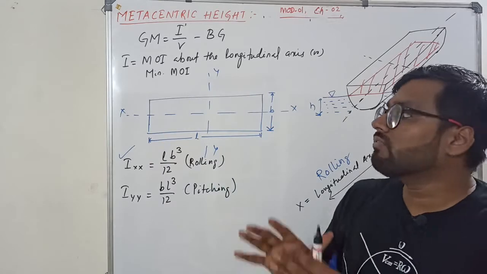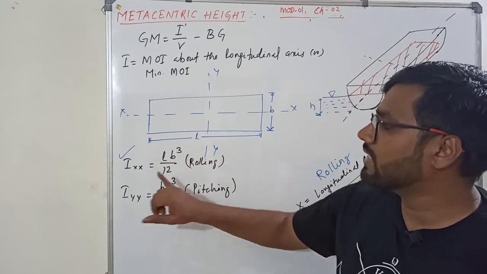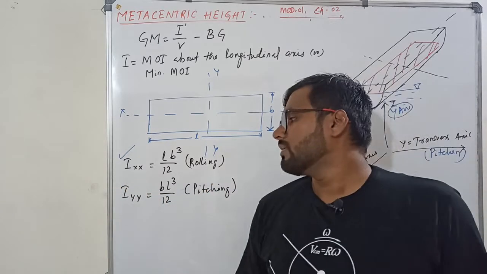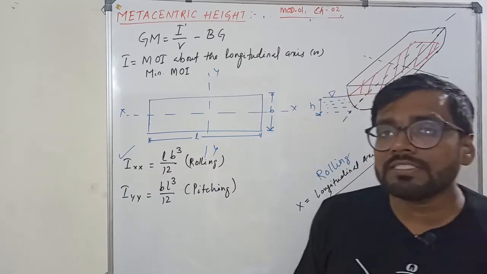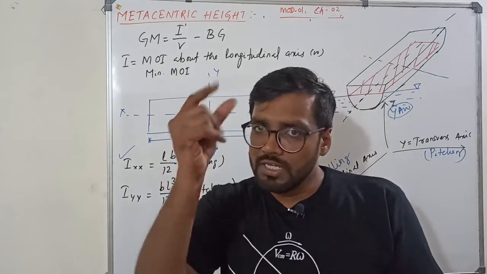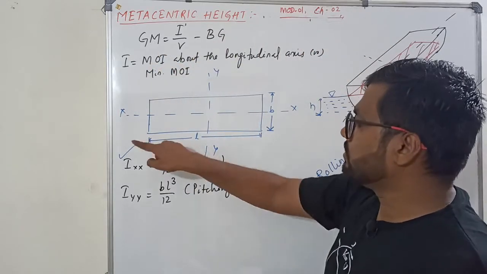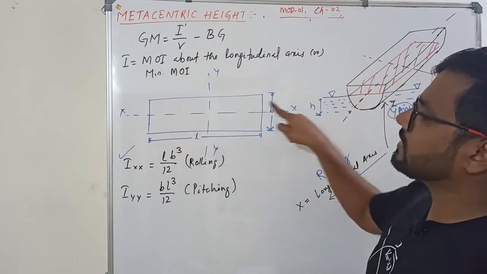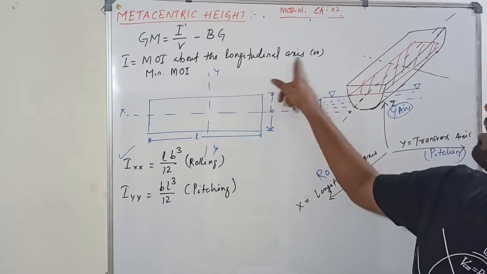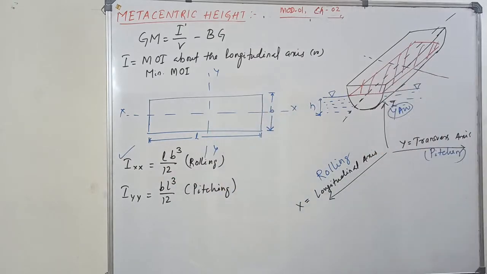So that's why if you are designing in such a way that it can take care of the rolling effect, that is your minimum moment of inertia, by default it can take care of the pitching as well. Hence we always design for the minimum moment of inertia. Now you understood why I wrote I is the moment of inertia about the longitudinal axis. What is the I axis? The I axis is the longitudinal axis. Along the longitudinal axis we call it rolling or minimum moment of inertia. Very good. Note it down.